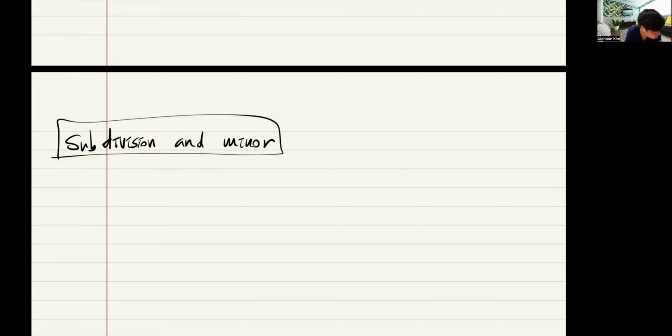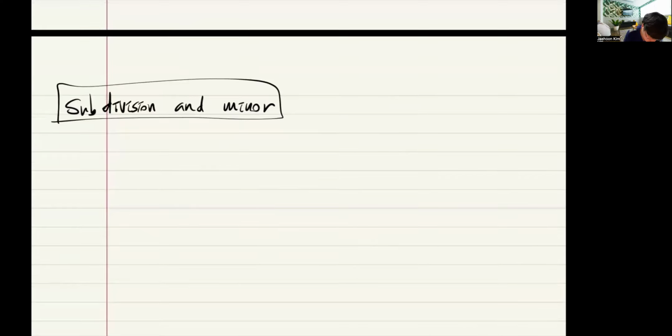Okay, so we want to find a good characterization of planar graphs. When a graph is given, we want to know whether it is a planar graph or not. For that, we consider two graph operations, which are subdivision and minor. We have learned about subdivision before, but let's recall it.